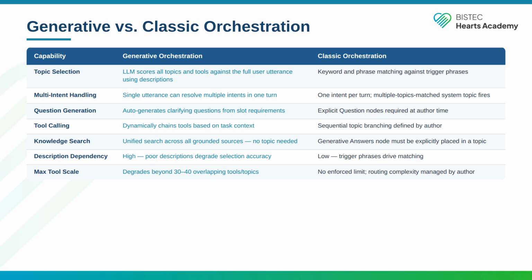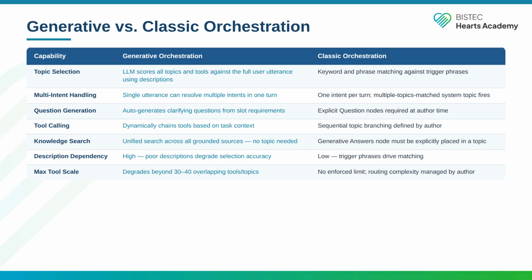The governance implication. Description quality is now an operational dependency, not a style preference. A vague description doesn't fail gracefully, it actively confuses the model. Multi-intent handling. Classic mode handles one intent per turn. A user asking about ticket status and escalation in the same message triggers the multiple topics matched system topic. Generative mode can resolve both intents in a single turn. Real capability improvement, but it requires careful topic design to work reliably.